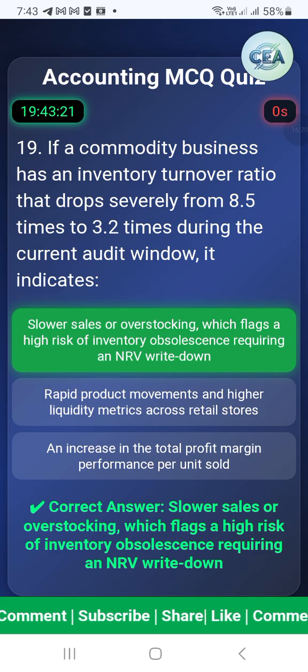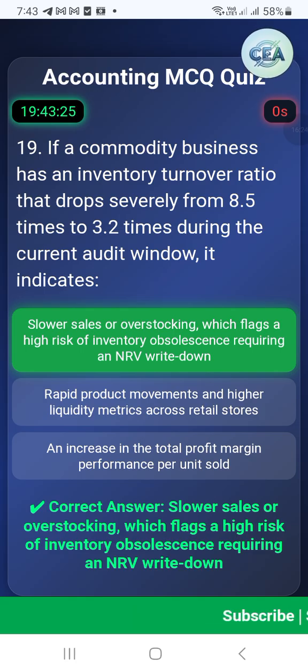Correct answer is slower sales or overstocking, which flags a high risk of inventory obsolescence requiring an NRV write-down.